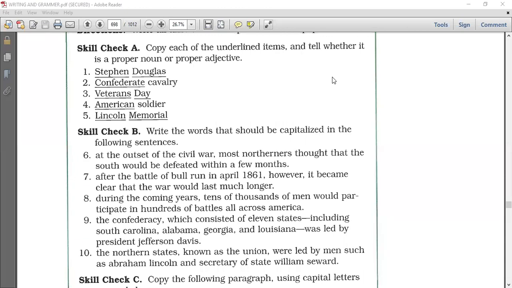Number 3, I have Tadros. We have 2 words, Tadros. Go ahead. Proper noun. We have 2 words. We have the first one, veterans and day. Both of them are proper nouns because they are the name of the day of the event. Thank you. Both are proper nouns. PN. Thank you, Tadros. Number 4, Sahrawi.